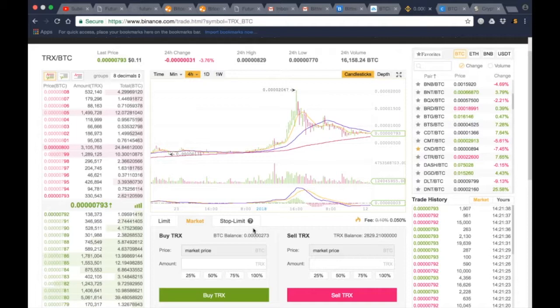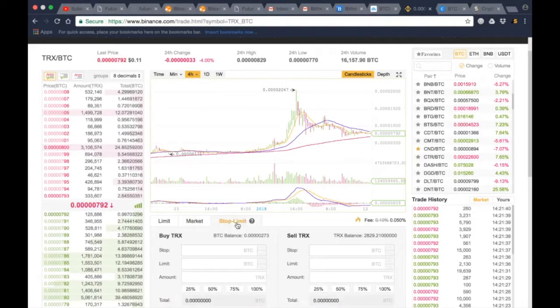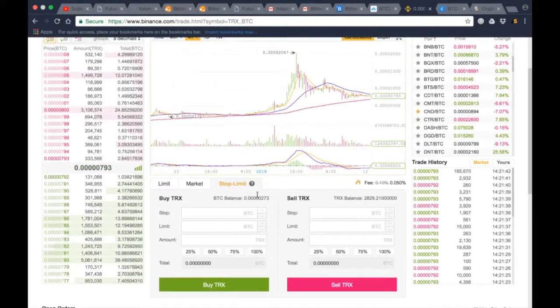Now let's go very quickly over stop limit. I'm not too familiar with this. I've used this a little bit on GDAX. On GDAX, you can trade Bitcoin, Ethereum, and Litecoin. So my understanding of this is, okay, you want to set up your buy order for Tron. You're going to want to put your buy order at, let's say, you want to buy when it hits 780.